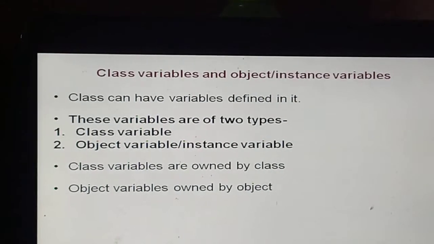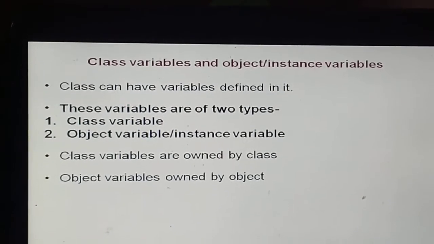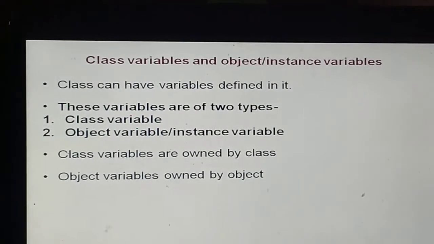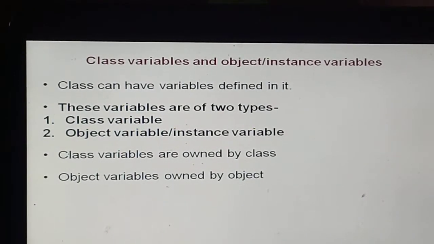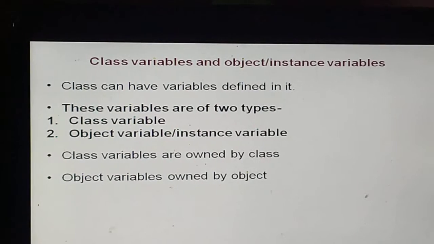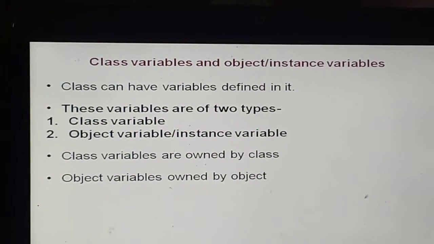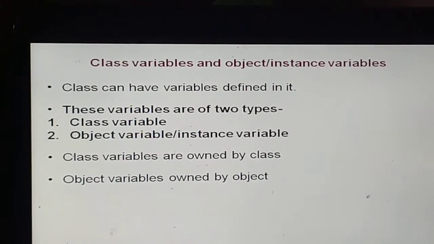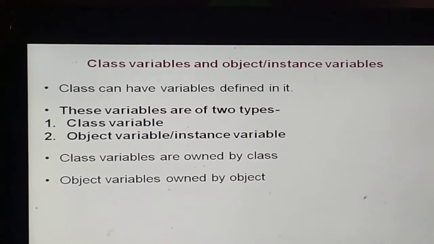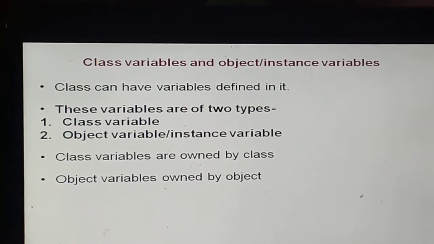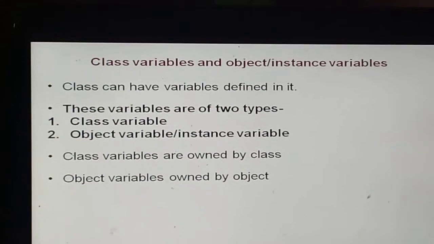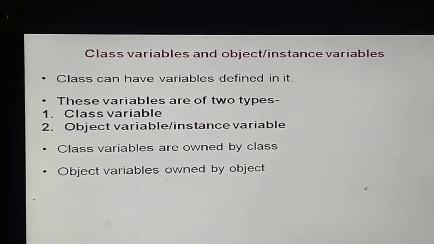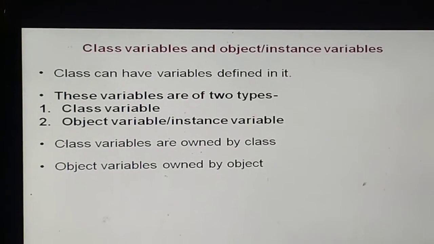Hello students, today I am going to explain what class variables and object variables are in Python. Till now we have seen that object oriented programming allows variables to be used at the class level and object level. Variables, as we know, are a place where you store a value so that later on you can fetch that value for your purpose.